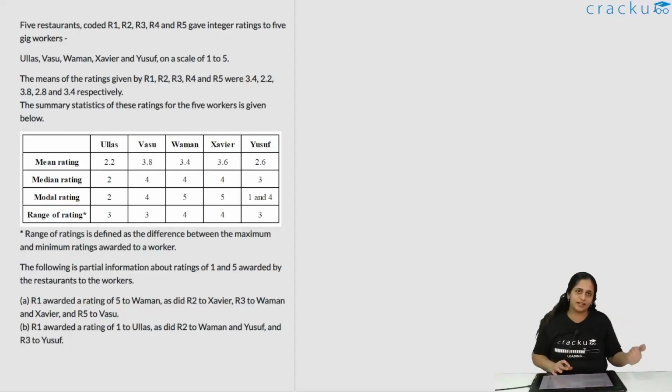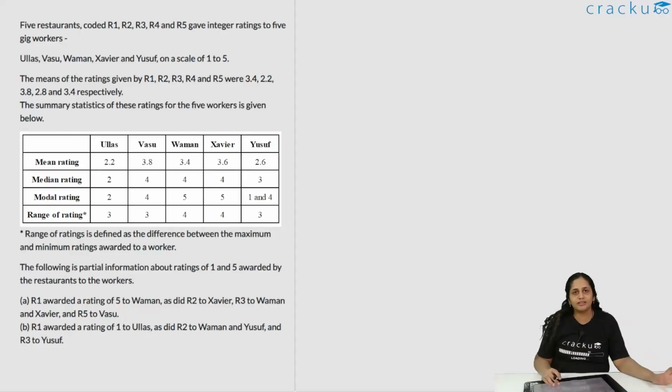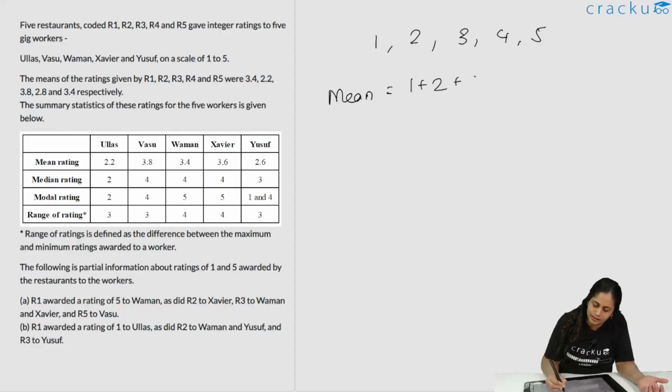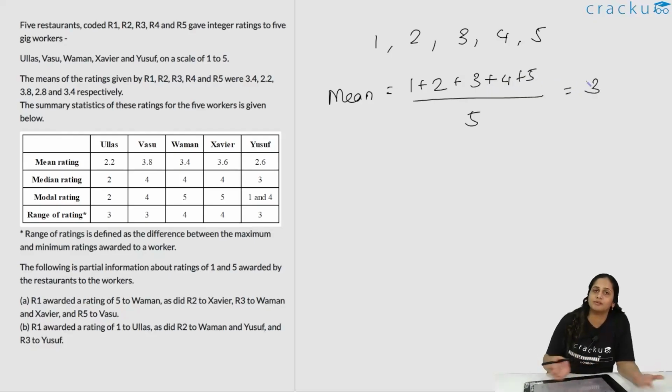So let us first revise the concepts of mean median mode. Once you understand them, this will become super simple to solve. So what is mean? Mean is basically your average. If you have the values 1, 2, 3, 4, 5, the mean is the sum of all of these values, so 1 plus 2 plus 3 plus 4 plus 5 divided by the number of terms, which in this case is 5. So this is equal to how much? 3, 6, 10, 15. So the mean is 3. So this is the sum of the terms divided by the total number of terms.